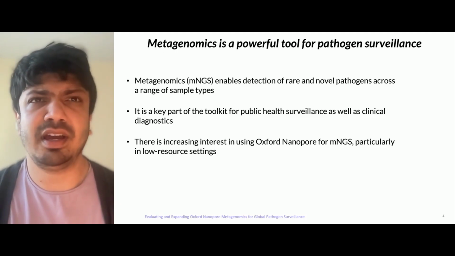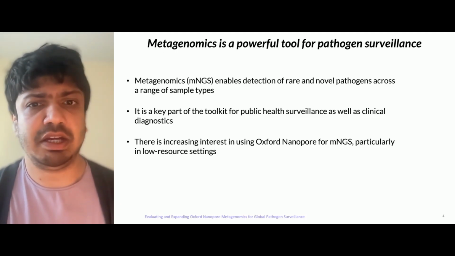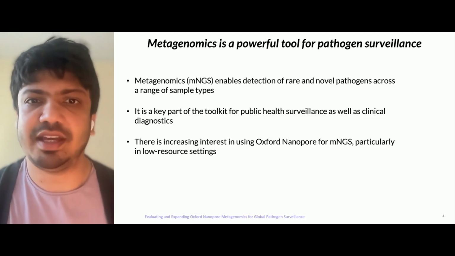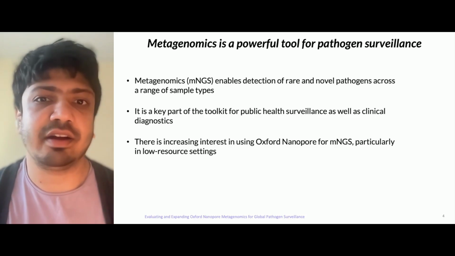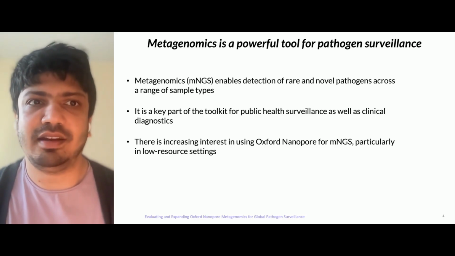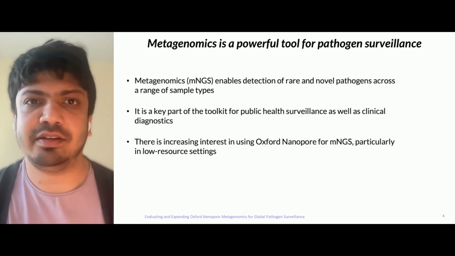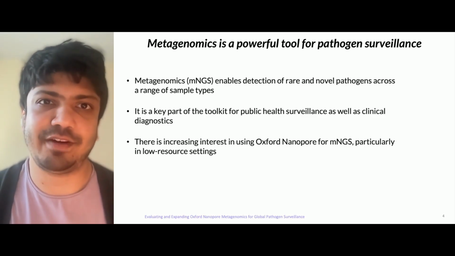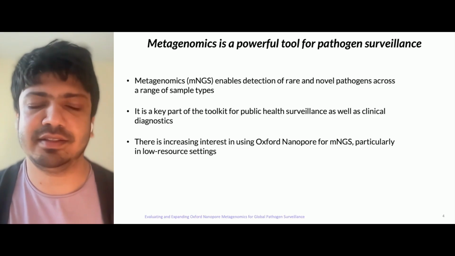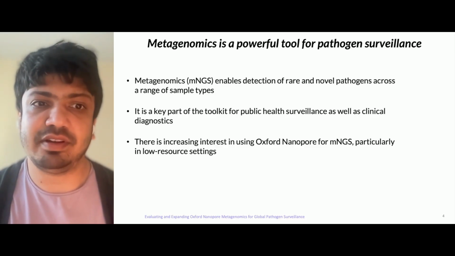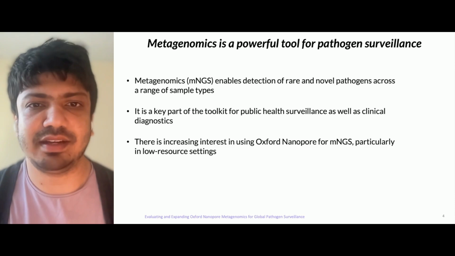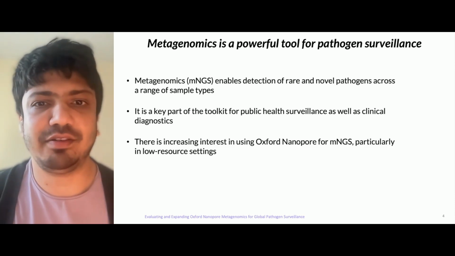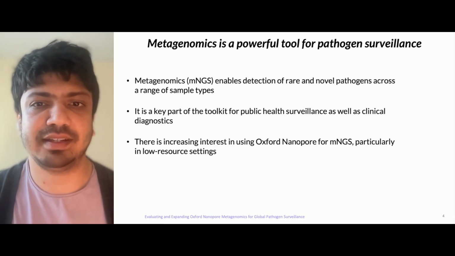So if there are unusual cases where traditional diagnostics aren't able to identify a causative pathogen, then metagenomics is increasingly a tool that clinicians are able to turn to for identifying the etiology of disease. And with that, there's also now really increasing interest in using long read Oxford Nanopore sequencing for metagenomics.